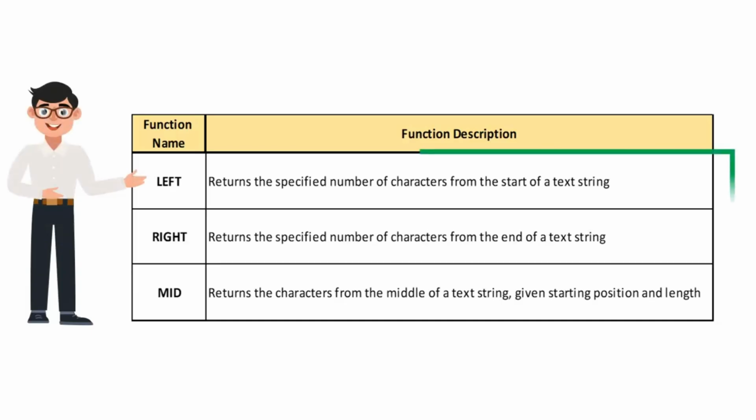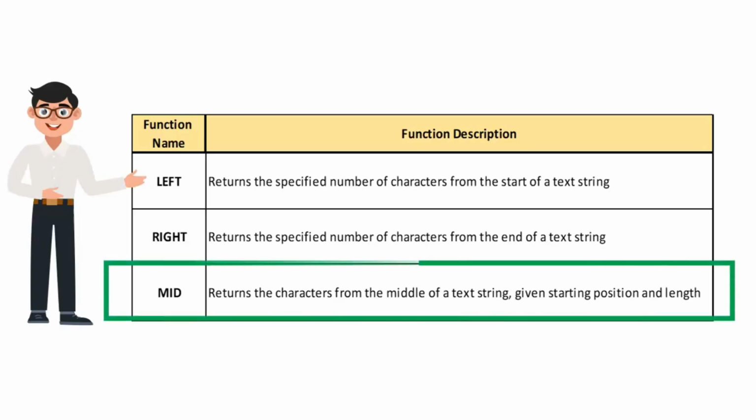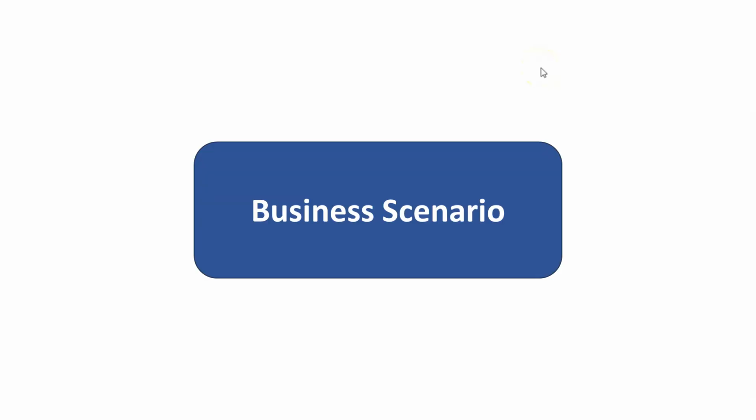Starting with left, it returns the specified number of characters from the start of the text string. Moving to the right function, it returns the specified number of characters from the end of the text string. Now moving to the mid function, it returns the characters from the middle of a text string given the starting position and the length. Let us start understanding these functions with the help of examples.